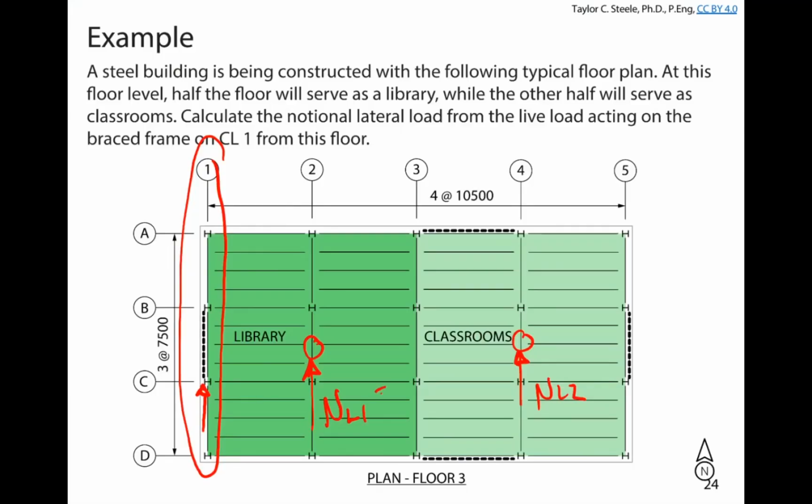So the first thing is we need to calculate what these two notional loads will be for the different occupancies we have acting on the floor space. And to do that, we need to know how much live load is in the classroom and how much live load in the library. Does anyone remember what live load we designed classrooms for? 2.4, yeah.